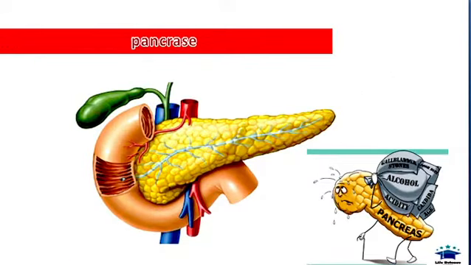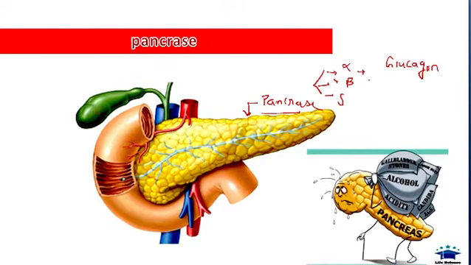So if we talk about the pancreas, this is the yellow region. The pancreas consists of both endocrine and exocrine parts in the human being. The pancreas has three types of cells: alpha, beta, and delta. Alpha secretes glucagon. Beta secretes insulin, which is a major hormone to regulate the blood glucose level, and delta secretes somatostatin hormone.